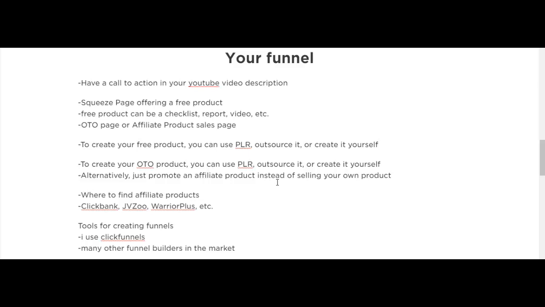Now the first step of your funnel, or the first page you see, should be your squeeze page that offers a free product. And on the squeeze page should be an opt-in form so they could enter their email address and other contact information if that's what you require. Now, the free product, aside from being a checklist, can also be a report, a video, and it can be in many forms. And to create these free products, you can do it yourself, or you could hire people to do it for you on Fiverr and other sites.